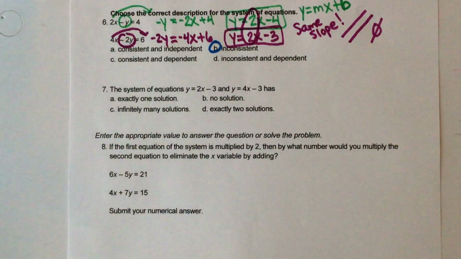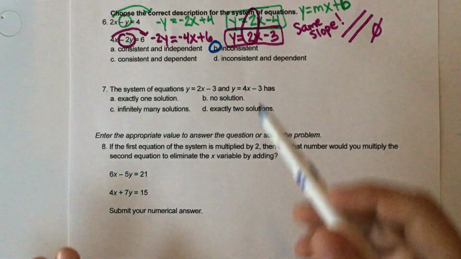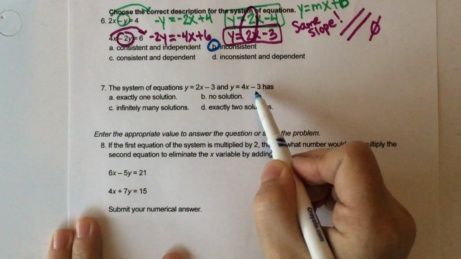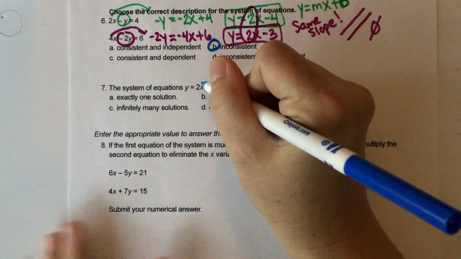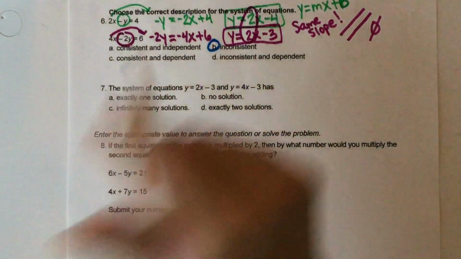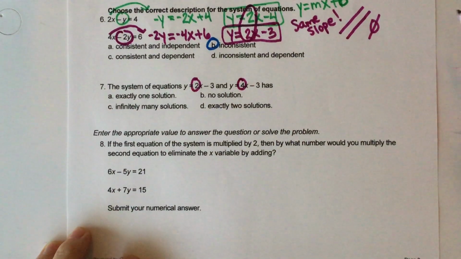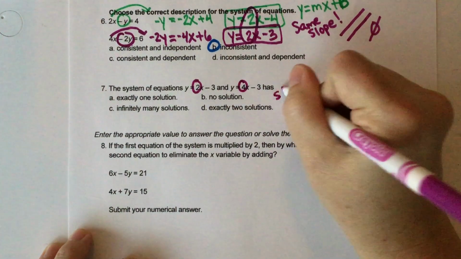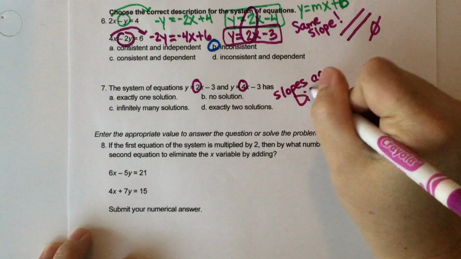Okay, number 7. Looking at this one, I can see that they're already in slope-intercept form, and it wants to know how many solutions. So first thing I do is check out my slope. This one has a slope of 2, and this one has a slope of 4. I'm going to make a note of that: slopes are different.